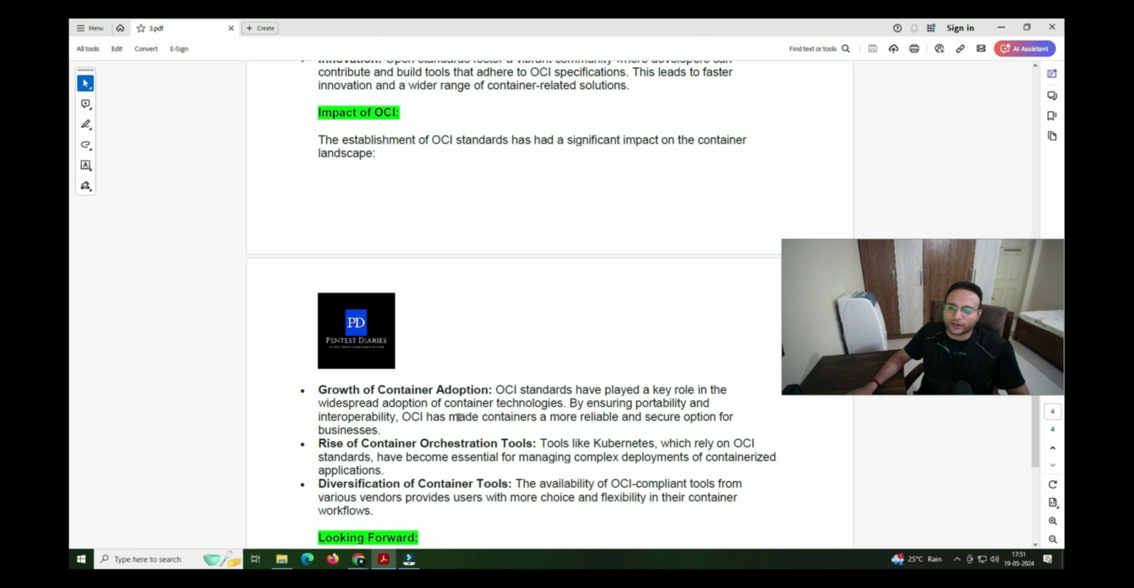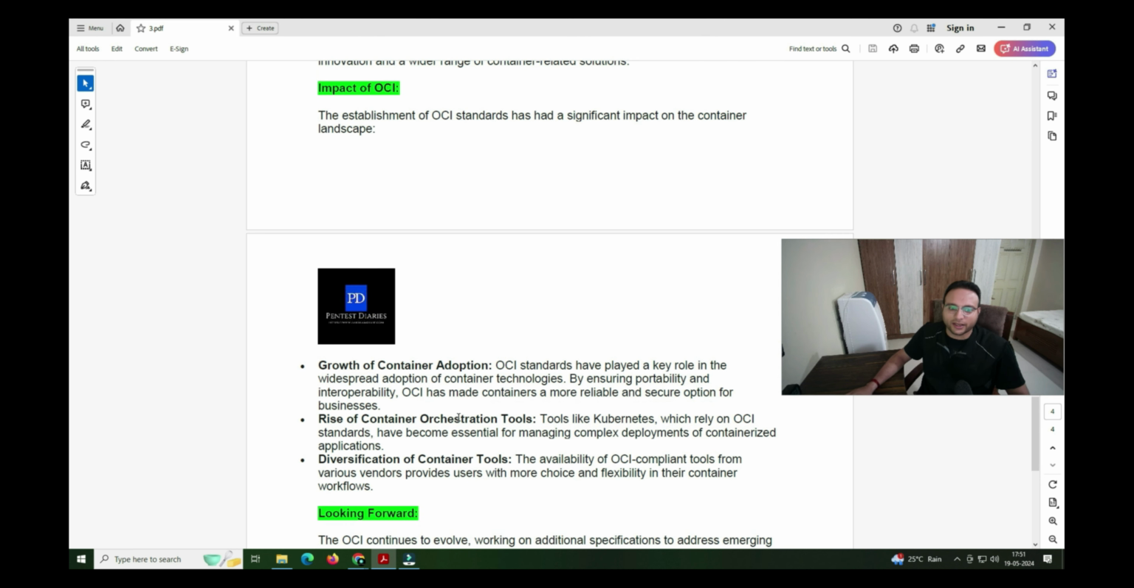Impact of OCI. The impact of the OCI in the container landscape is a lot. Not in a bad way, but I'm talking about the rise of the container orchestration tools. Tools like Kubernetes, which rely on OCI standards, have become essential for managing complex deployment of containerized applications. That's coming under the rise of the container orchestration tools, just because of OCI.